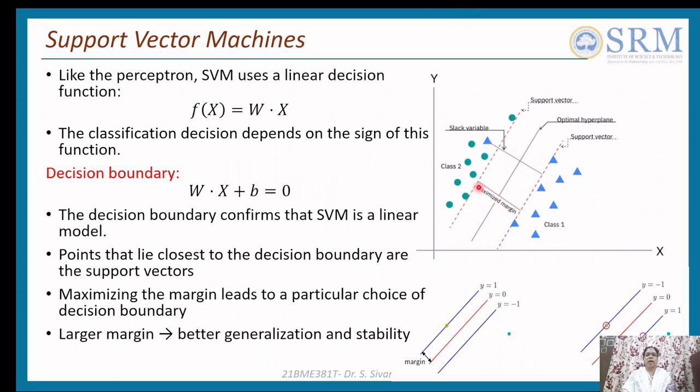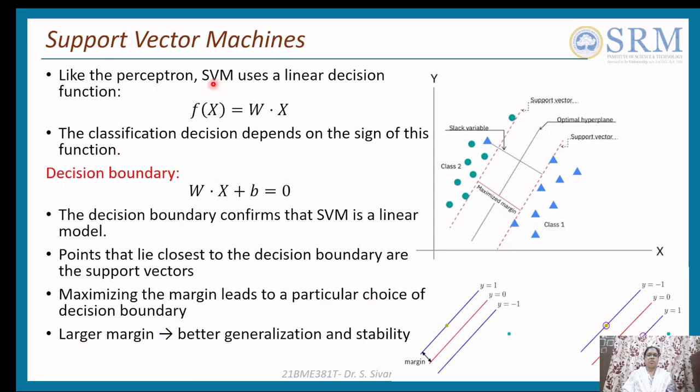We have a distance between the hyperplane and a support vector, a line that is very near to the support vector. These are the support vectors because they are very near to the hyperplane. This becomes the support vector line, and this becomes the margin. Whenever you try to maximize the margin, classification or any task with support vector machines reaches a very good performance level.